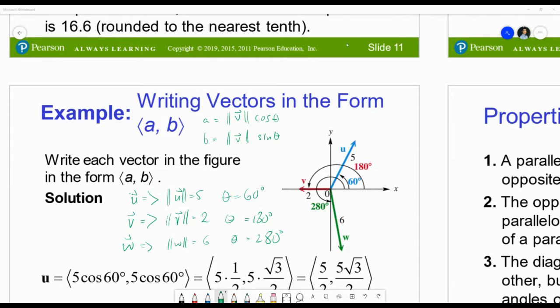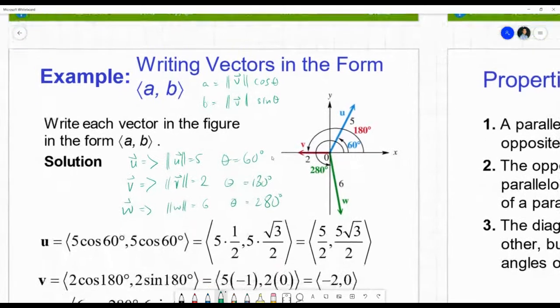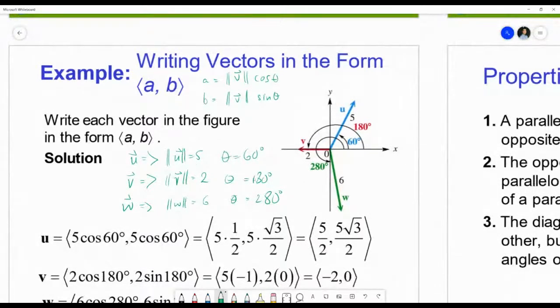Okay, so let's look. All right, so to find the vector form AB, we just have to use the magnitude times the cosine of theta, and theta here is 60. So cosine of 60 is 1/2. So we just have 5 times 1/2, and we get 5/2. Same thing, we just take the magnitude 5 times sine of 60, which is square root 3 over 2.